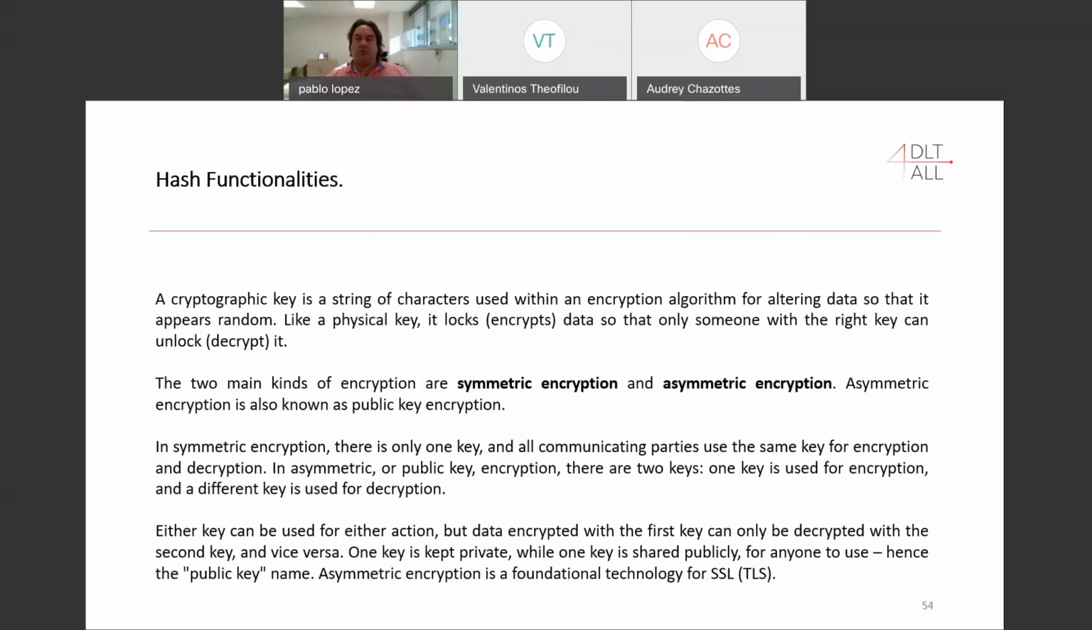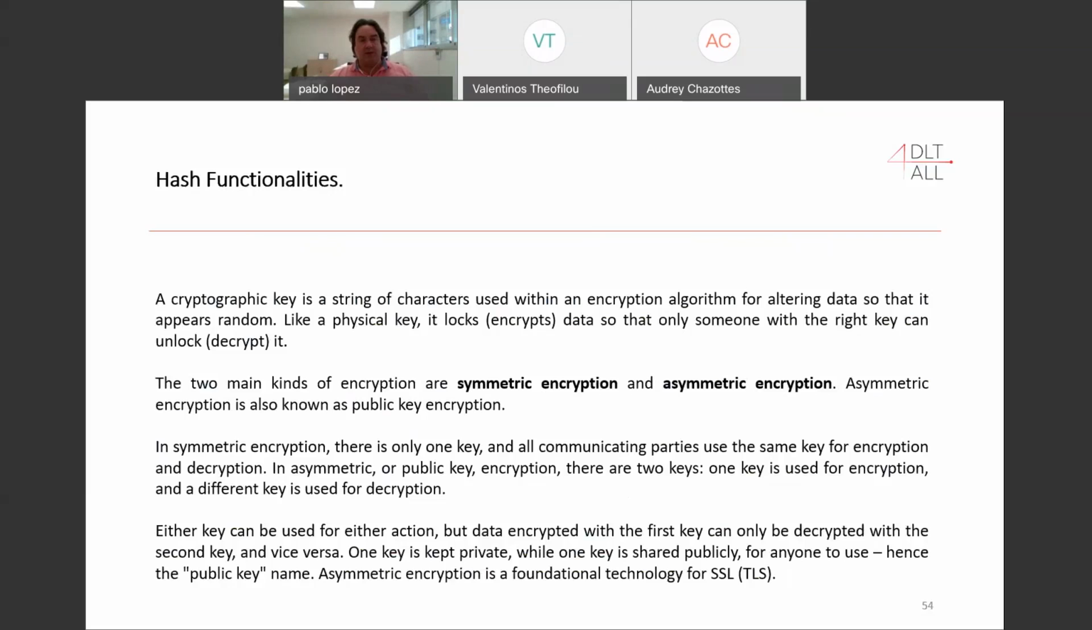Asymmetric encryption is also known as public key encryption, another word that we have to remark on regarding blockchain, the public key. In symmetric encryption, there is only one key, and all communication parties use the same key for encryption and decryption. In asymmetric or public key encryption, there are two keys. One we use for encryption, and one is used for decryption.